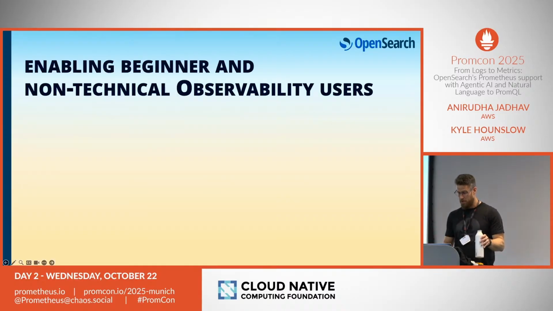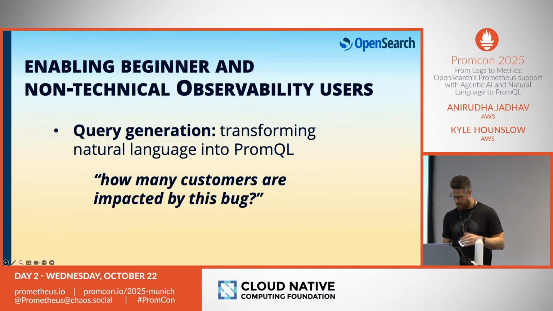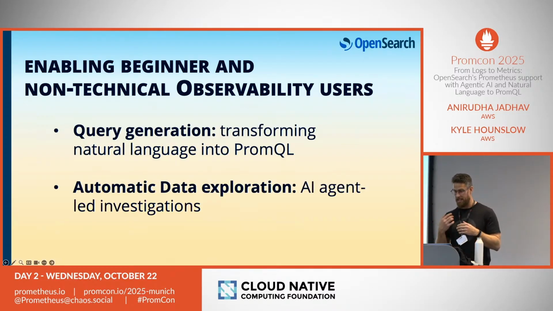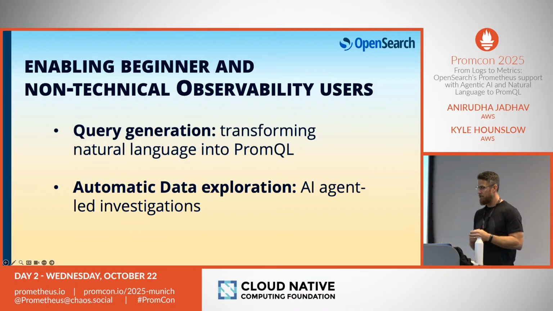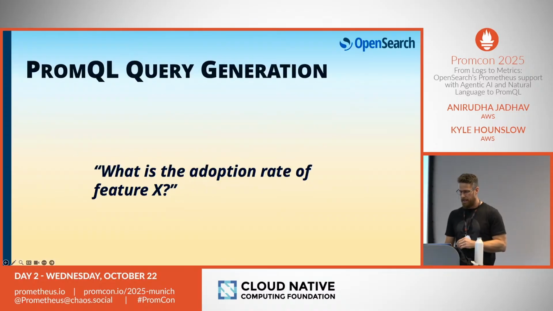So some ways to help new users. First one, query generation, so the ability to transform natural language into PromQL, like how many customers are impacted by this bug. And another one is automatic data exploration, where you let an AI agent kind of take the wheel and guide you through an investigation of your data. My colleague, Pavan, did a really nice talk and demo on this yesterday. I recommend you give it a watch. I think the recordings are already up. It goes into way deeper detail of observability agents and is supplemental to this talk.